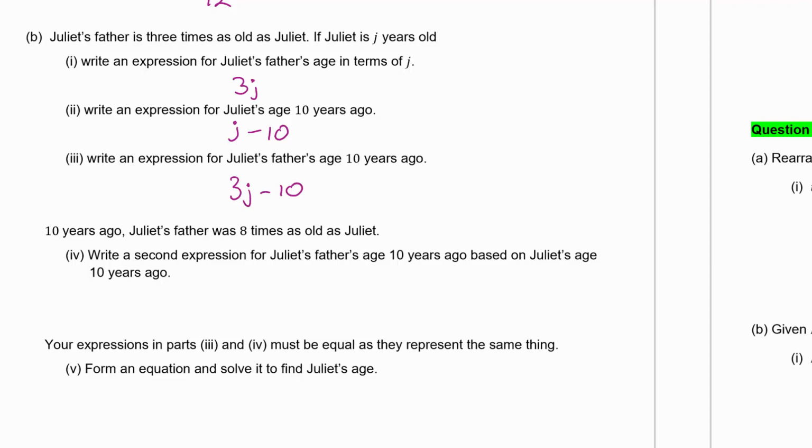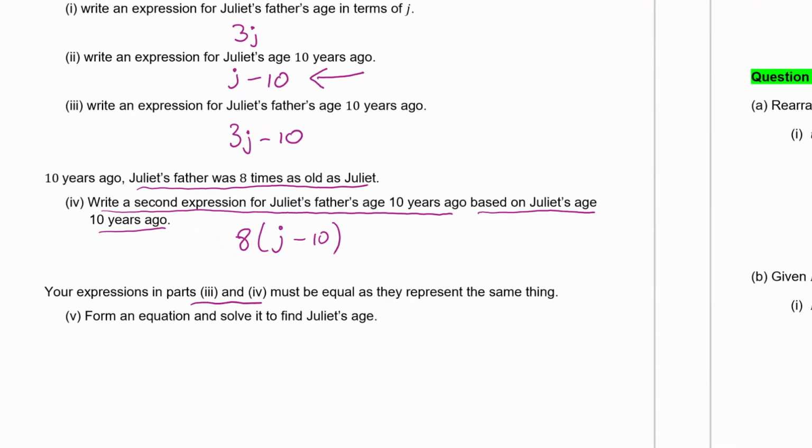10 years ago, Juliet's father was 8 times as old as Juliet. Write a second expression for Juliet's father's age 10 years ago based on Juliet's age 10 years ago. Well, Juliet's age 10 years ago was this, and the father was 8 times as old as that. So 8J take away 10.